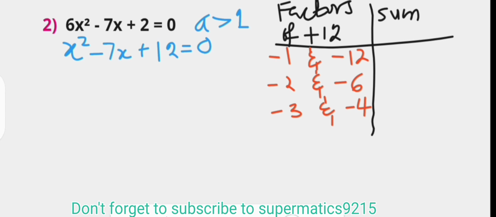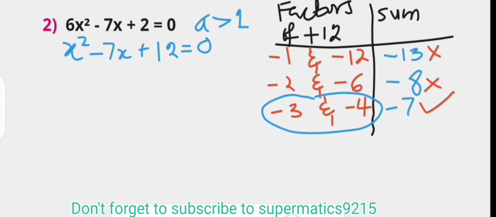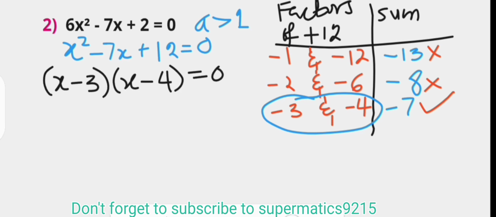Their sum, the first will give negative 13, the second will give negative 8, while the third will give negative 7. And for us to have a sum of negative 7, the first will not work, the second set of factors will not work, but the third will work, which means that the factors to use are negative 3 and negative 4. Thus, the equation x squared minus 7x plus 12 equals 0 we factor out as x minus 3 multiplying x minus 4 equals 0.